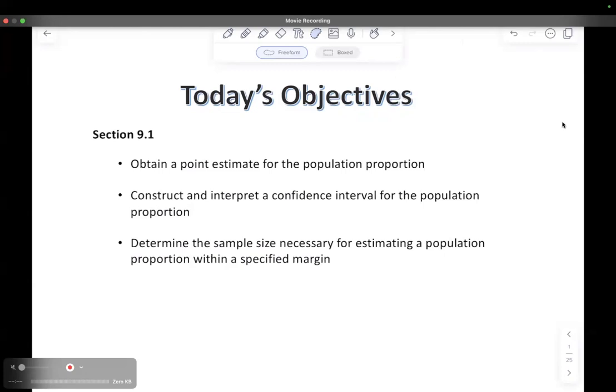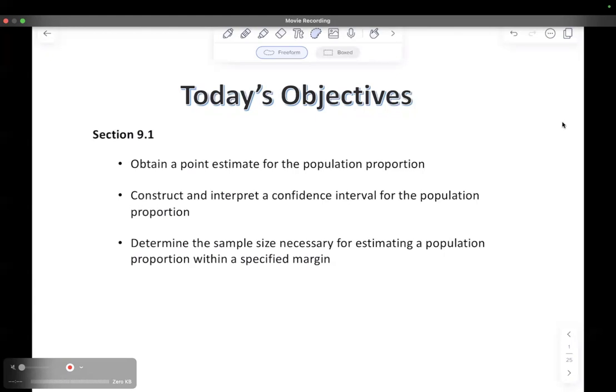So we're going to do 9.1 today. We'll do 9.2 and the lab on Thursday because the lab fits really well in with 9.2. So today we are only going to be dealing with proportions. We're going to ignore mean today for the most part. We'll use the word mean, but we're pretty much ignoring mean today, and we're going to deal with proportions.